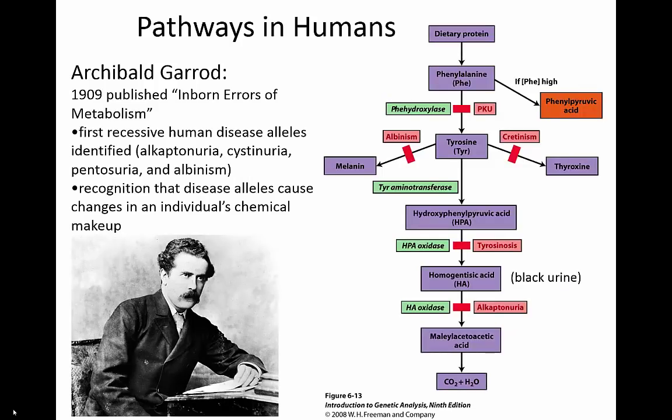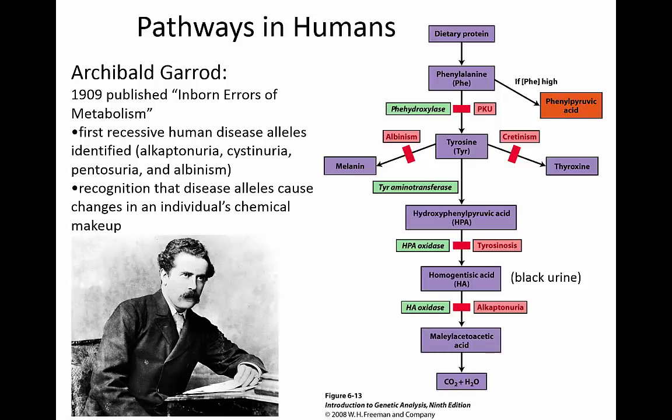The way I like to focus on this material is by looking at pathways. So this is a biochemical pathway that's found in humans, and this was partially discovered by this physician way back in 1909. Archibald Garrod published this very famous book called Inborn Errors of Metabolism. And in it, he identified some of the first recessive human genetic disorders. He found a bunch of things, and we've heard of some of these before: PKU, albinism. This is all to do with how dietary protein is broken down in our bodies.